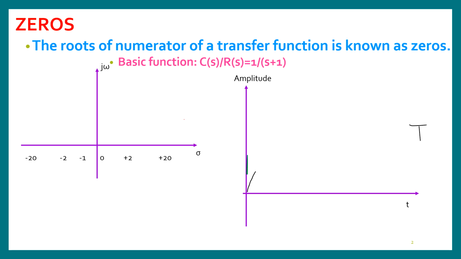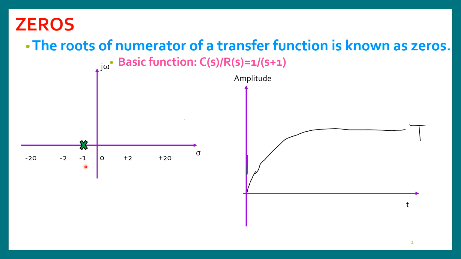So let us consider a simple transfer function C(s)/R(s) as 1 divided by s plus 1. So the pole is going to be placed at minus 1. The pole is placed at minus 1 for the given S-plane representation. As it is placed there, what would be the time response? The time response will be like this, right?